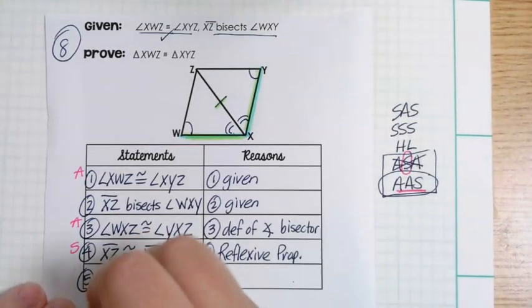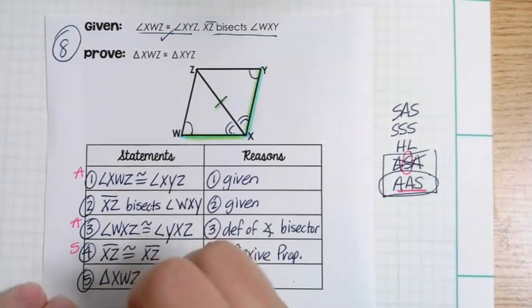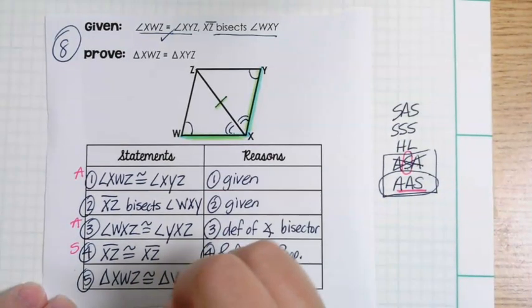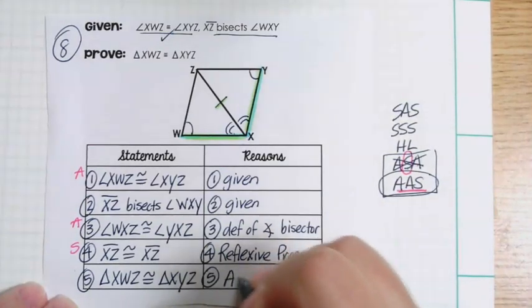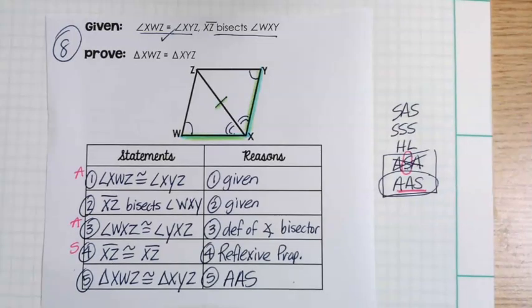So we have triangle XWZ is congruent to triangle XYZ by angle, angle, side. And that brings us to the end of this set of 4.